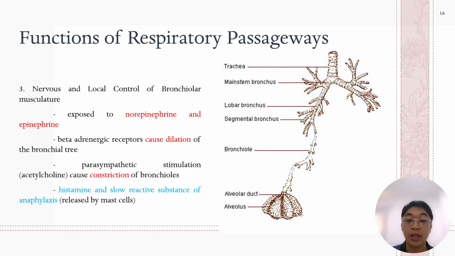Another molecule would be your histamine and your slow reactive substance of anaphylaxis. So these are usually released by our mast cells, and this usually happens when there are allergic reactions in our bodies. So when histamine and slow reactive substances of anaphylaxis are released, it causes constriction as well in our bronchial musculature.